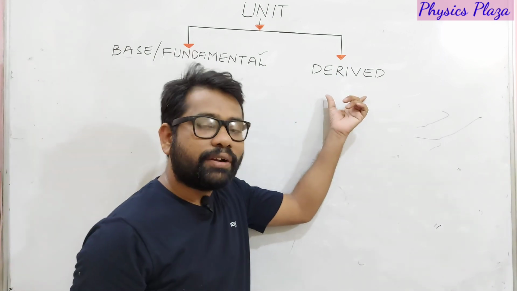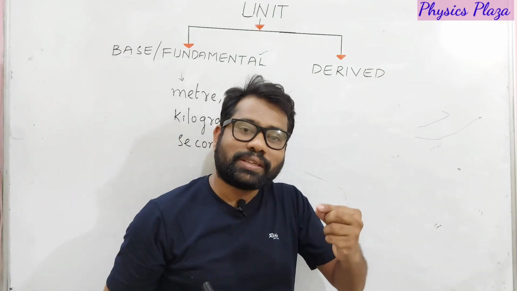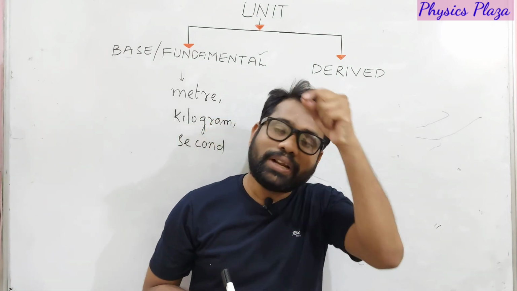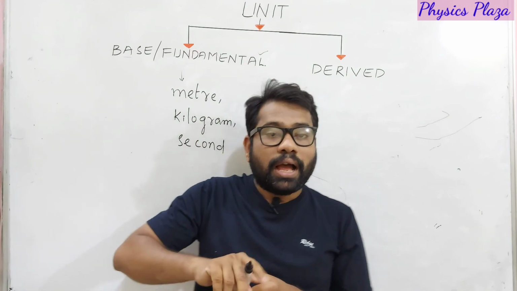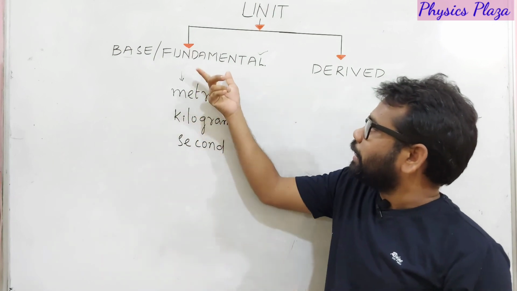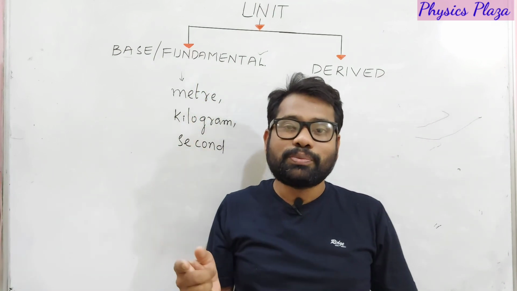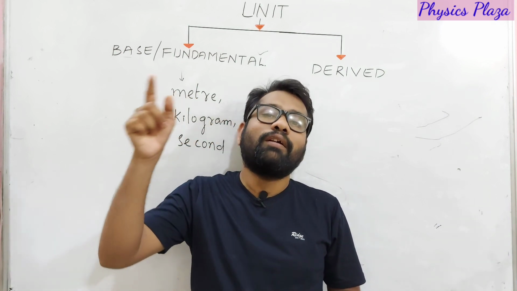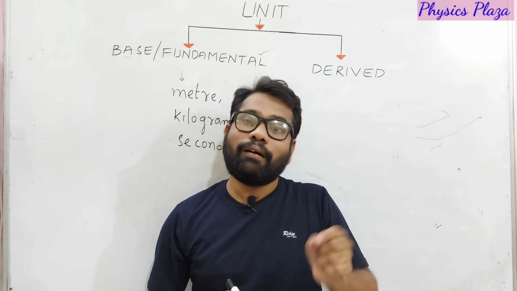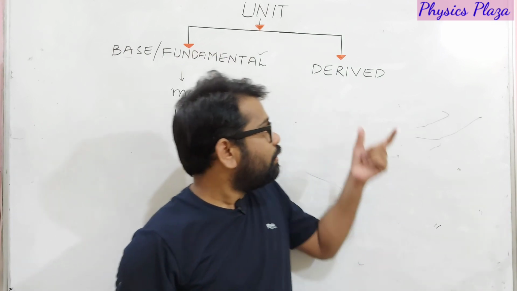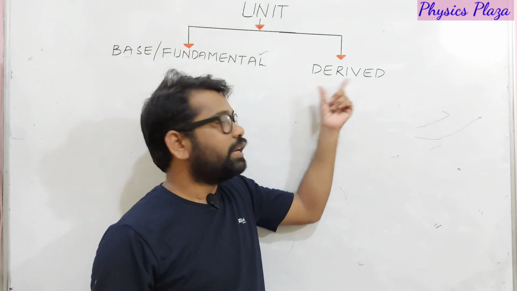Then what about derived units? Children, the name itself will give you the concept. Derived means they are derived from other units. So the units which are derived from other units, which means what? They are derived from fundamental units. As they are derived from fundamental units, which means they depend on other units. So the units which depend on other units, or which are derived from fundamental units, are called derived units.